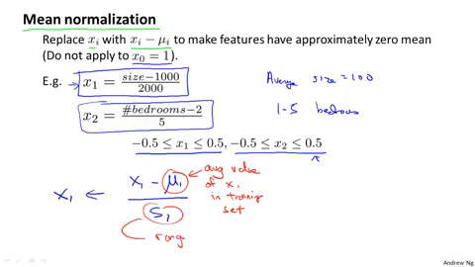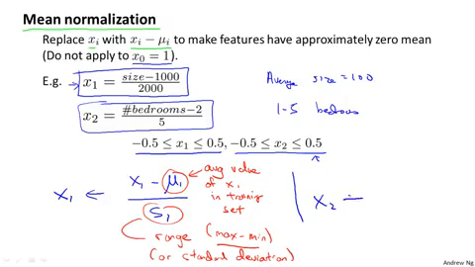And by range I mean, let's say, the maximum value minus the minimum value. Or for those of you that know what the standard deviation of a variable is, setting s1 to be the standard deviation of the variable would be fine too. But taking this max minus min would be fine. And similarly for the second feature x2, you replace x2 by subtracting the mean of the feature and dividing it by the range of values, meaning the max minus min. And this sort of formula will get your features, maybe not exactly, but roughly into these sorts of ranges.